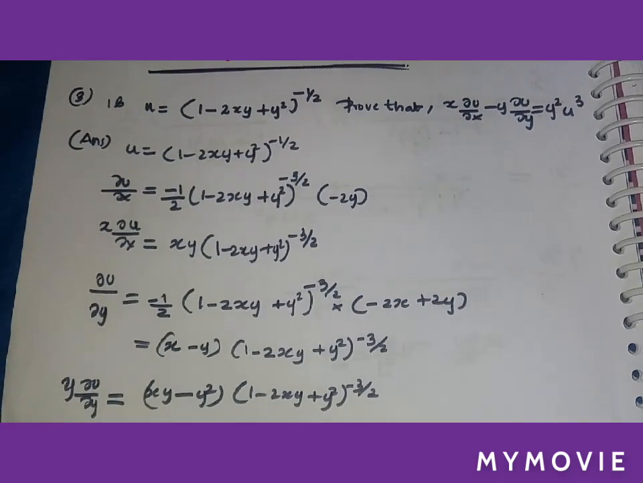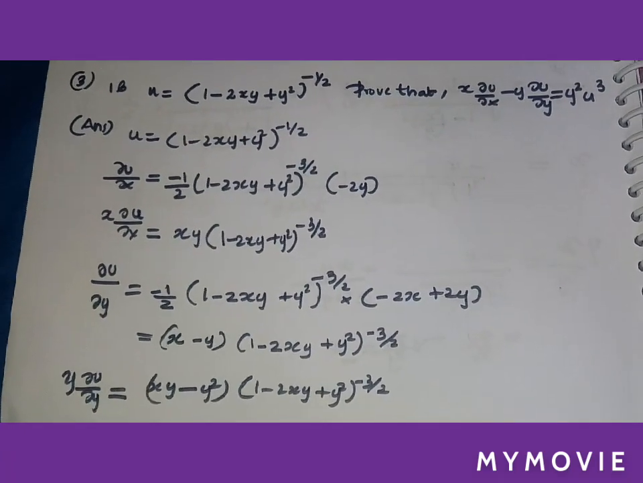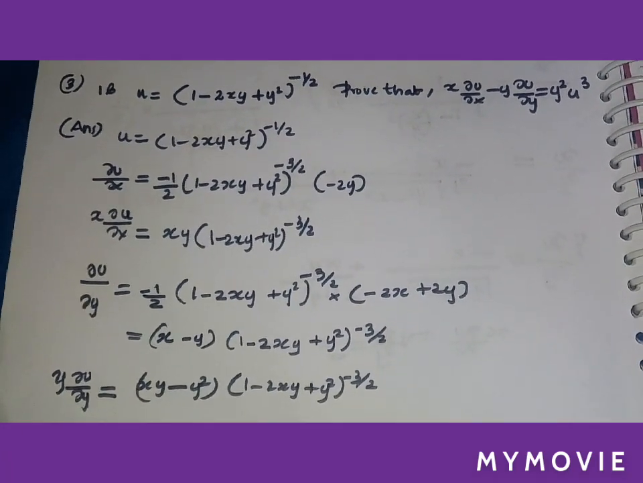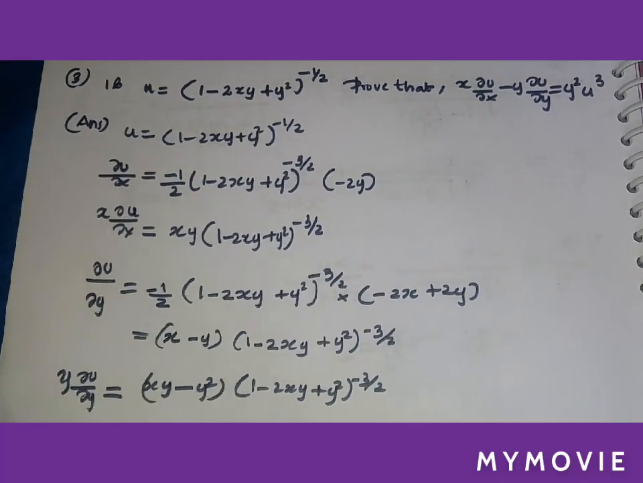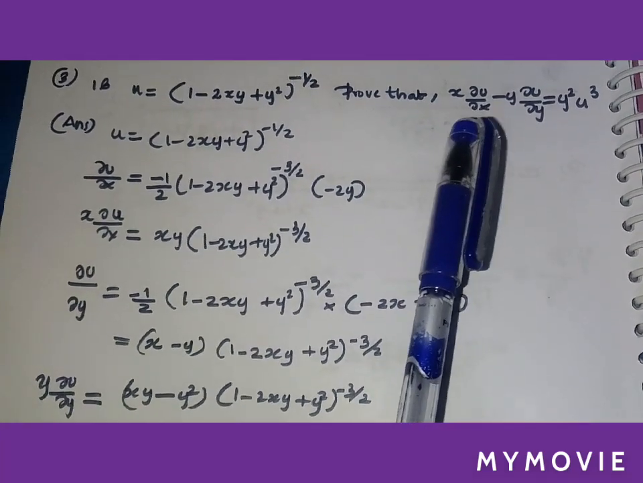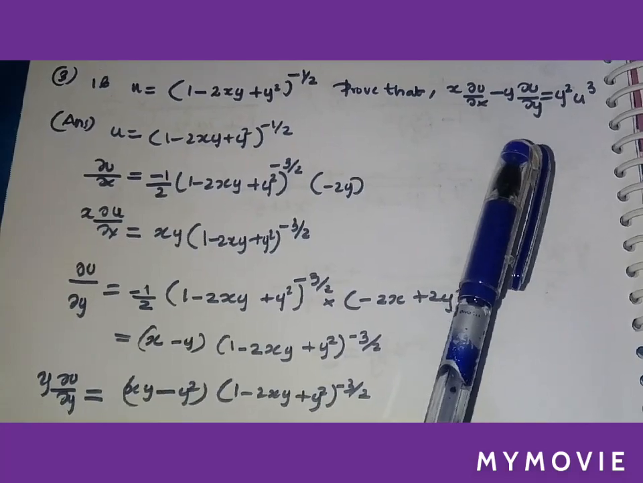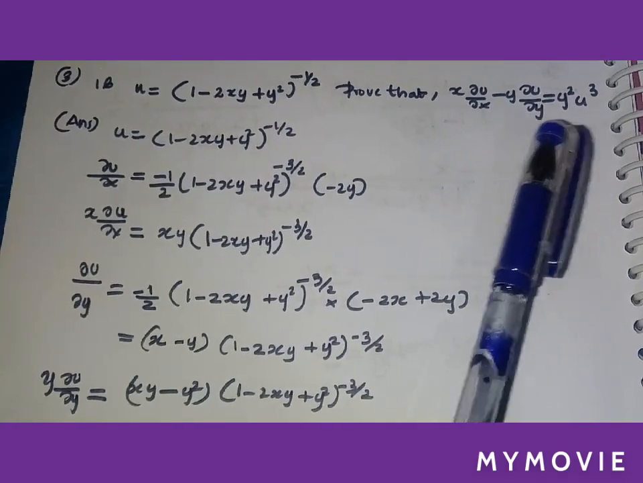Next problem: if u is equal to (1 minus 2xy plus y square) to the power minus 1 by 2, prove that x into ∂u/∂x minus y into ∂u/∂y is equal to y square into u cube.